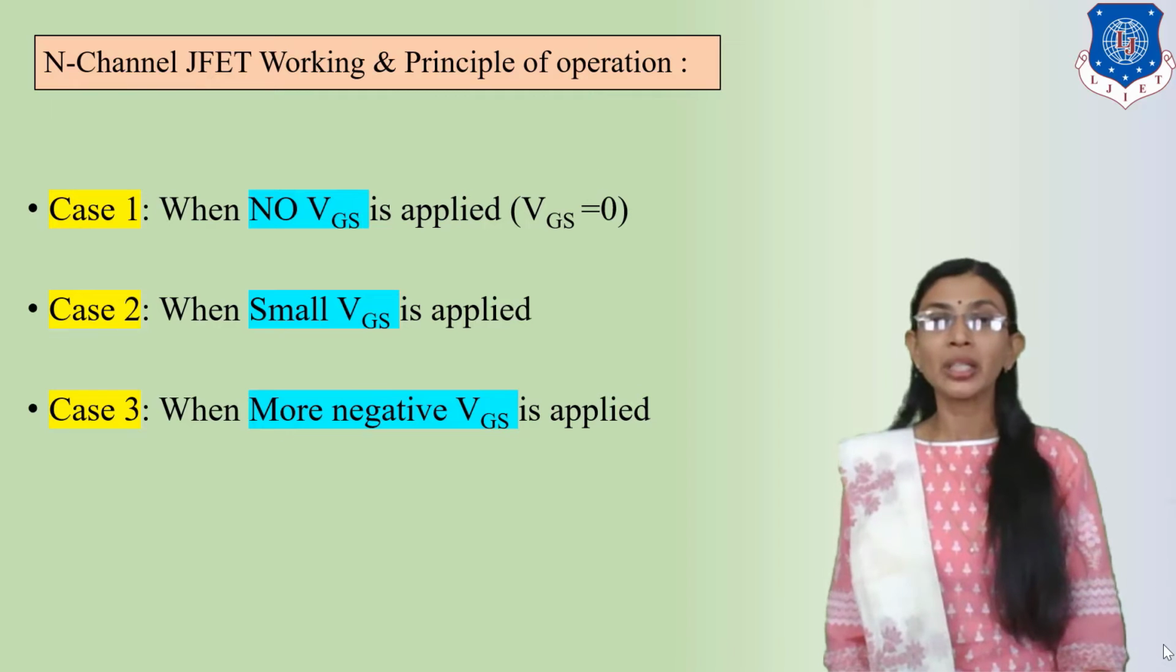Now what is the gate terminal? That is always p-type material. So we will understand the operation with the help of three cases. Case 1, no VGS means no battery is connected. Case 2, small reverse bias is applied to the gate, and case 3, more reverse bias is applied to the gate terminal. So let me define these three cases in detail with the construction and diagram.